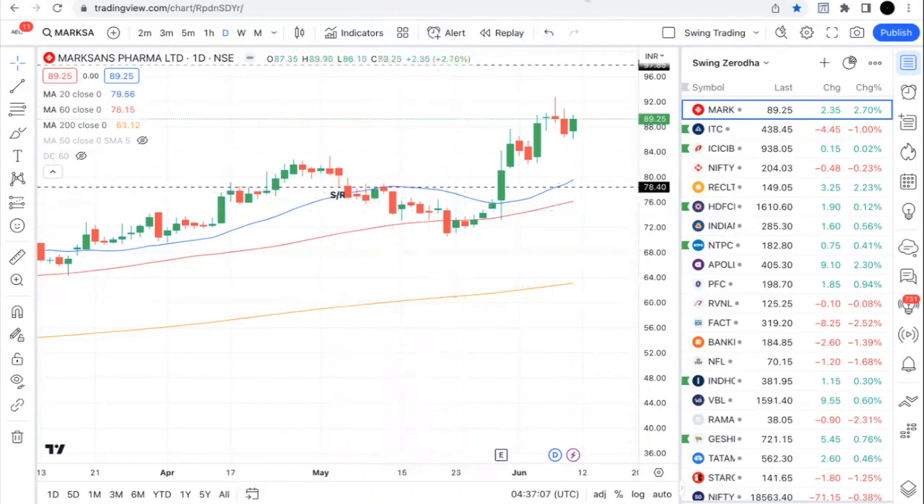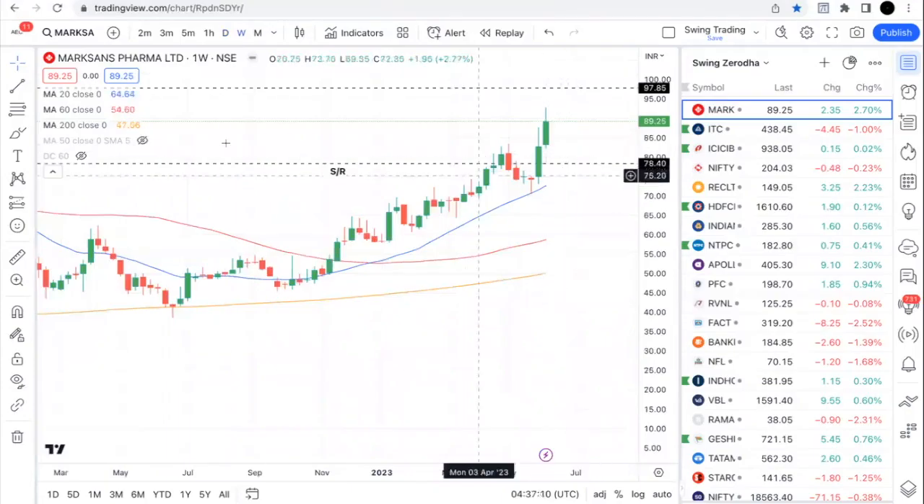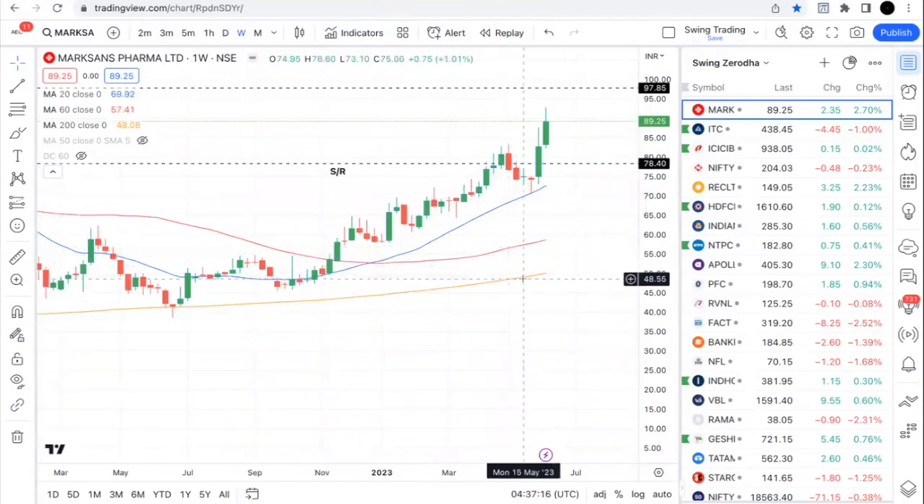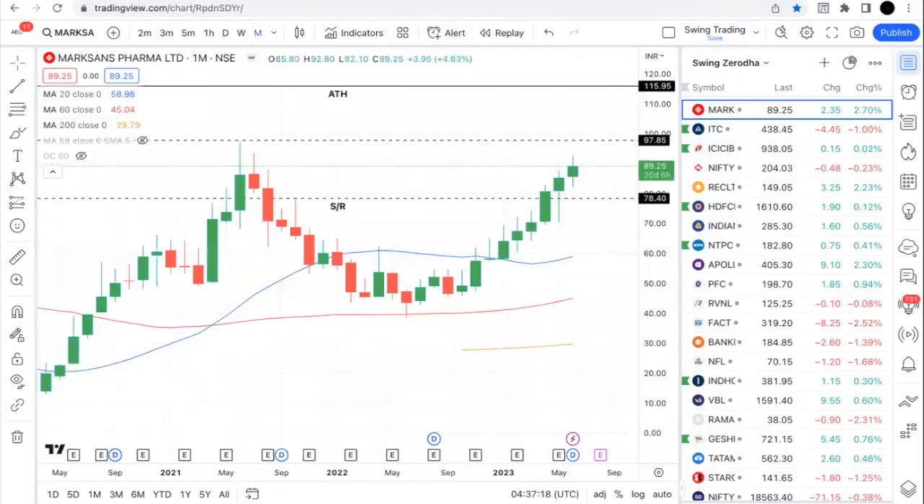So here's the daily, and here's the weekly. You notice that it's the same on the weekly. See, the 20 on the top, 60 below that, and the 200 below that. Okay, then here's the monthly chart. The 20 on the top, 60 below that, and the 200 below that. Okay, so this is what we're doing.